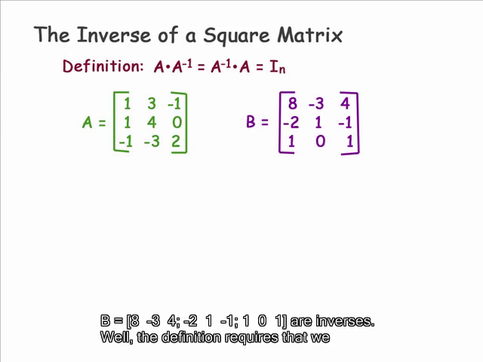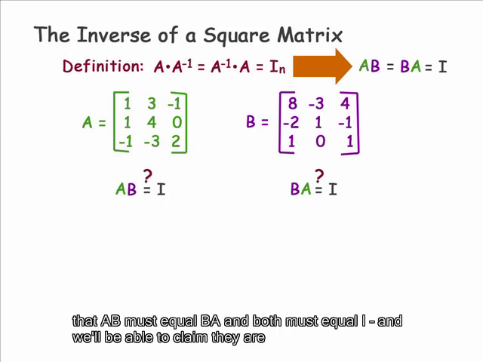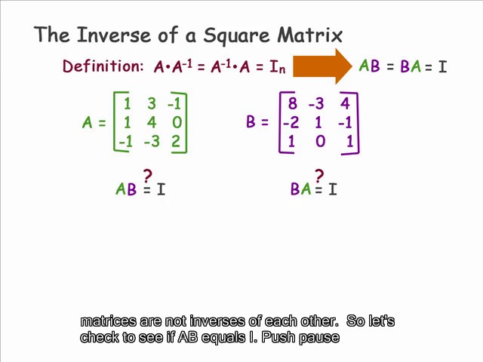Well, the definition requires that we check whether or not AB equals I and BA equals I. If so, then we will have met the condition that AB must equal BA and both must equal I. And we'll be able to claim they are inverses of each other. Conversely, if either AB or BA does not equal I, then the matrices are not inverses of each other.